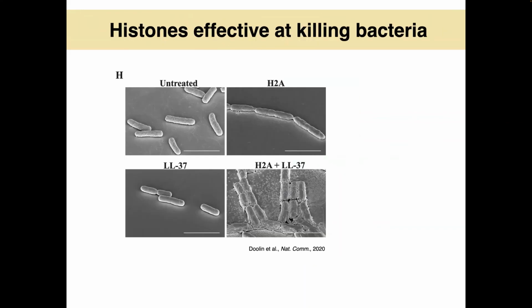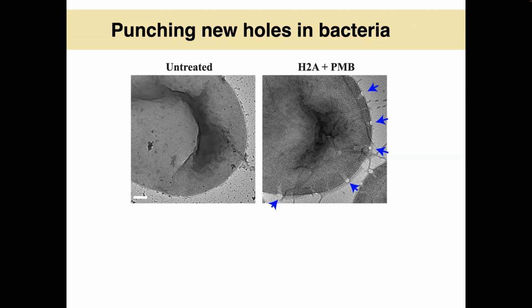The amazing thing that happened was that the cells would kind of blow up when you combined the histones with these antimicrobial peptides. You would see loss of cytoplasmic contents, and a lot of insoluble material coming out of cells when they were treated with both histones and LL-37. We're using electron microscopy to understand the mechanism, a little bit about how the histones are actually getting in. We find really nice pores that form when you use the antimicrobial peptide polymyxin B with histones.